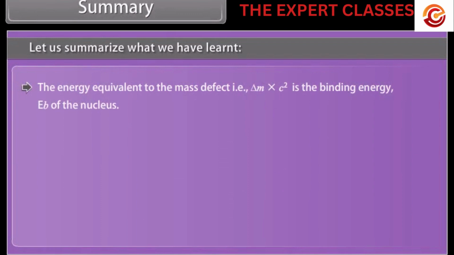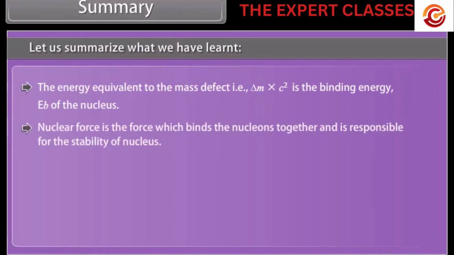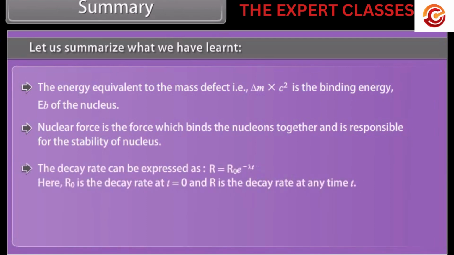the energy equivalent to the mass defect, that is Δm c², is the binding energy, Eb, of the nucleus. Nuclear force is the force which binds the nucleons together and is responsible for the stability of the nucleus. The decay rate can be expressed as R = R0 e^(-λt), where R0 is the decay rate at t = 0, and R is the decay rate at any time t.